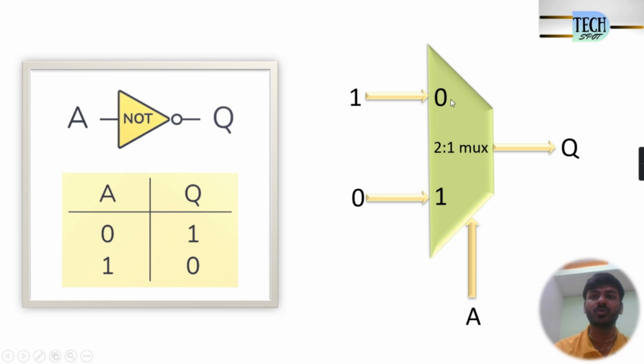So if A is equal to 0, the output Q will be equal to 1, and if A is equal to 1, output Q will be equal to 0. So this is how this 2:1 mux satisfies the NOT. So here we have implemented all the logic gates by using 2:1 mux.